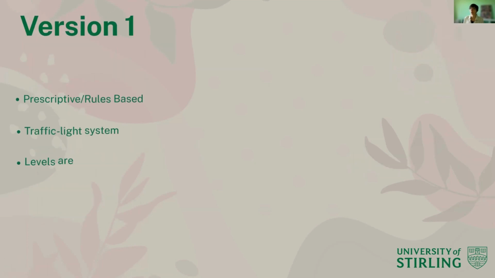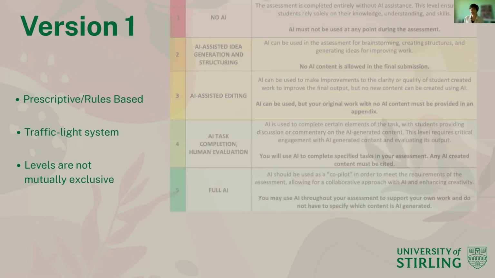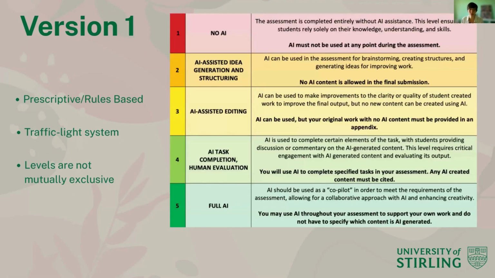So just really quickly, what is version 1? It's very prescriptive and rules-based. There's a traffic light system going from red to green, and the levels are not mutually exclusive. I'll just show you really quickly. This is now the outdated version. This is the one we use, but it is no longer the main version of the AI Assessment Scale.